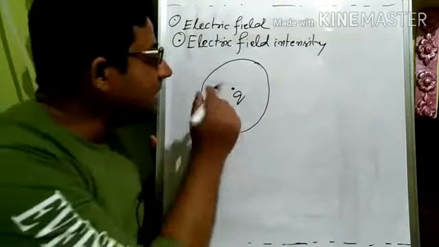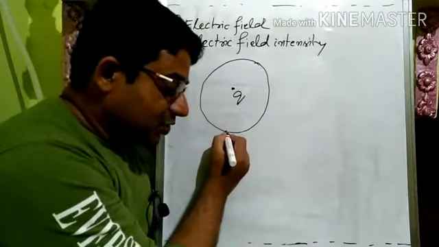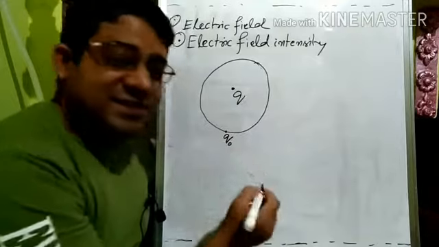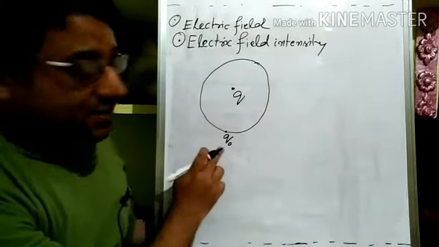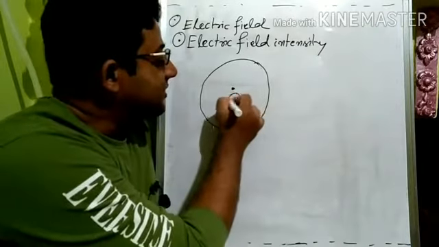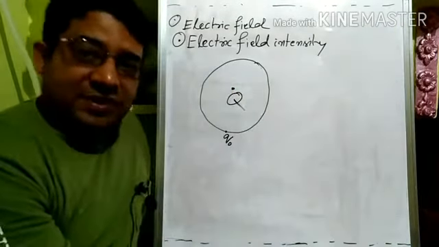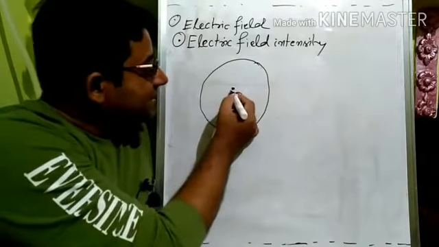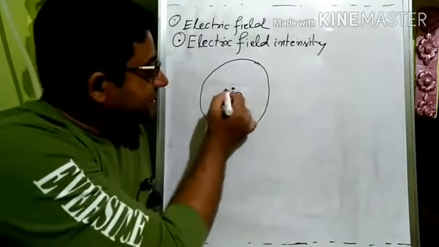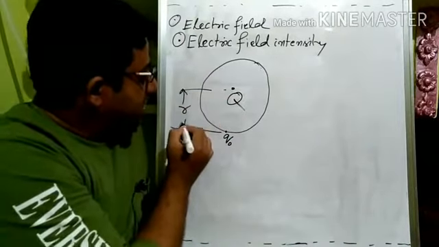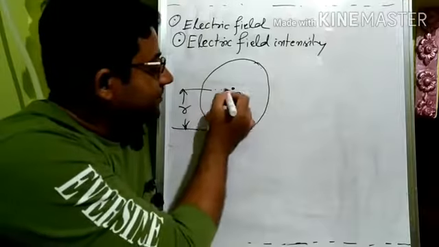Now, the charge that is brought nearer is used for testing. That's why it's called a test charge, and generally we take the symbol as Q0. And let us say at the center there is a charge Q. Now, what is the force between these two, assuming that the distance between these two charges is r? What is the force between them?